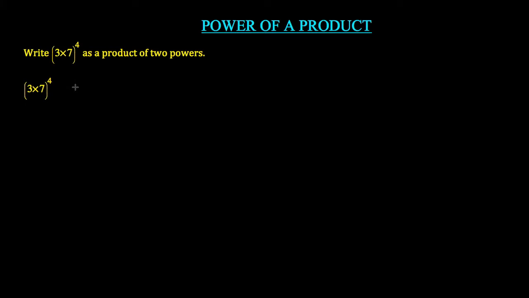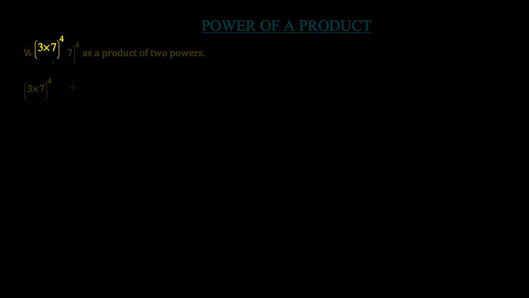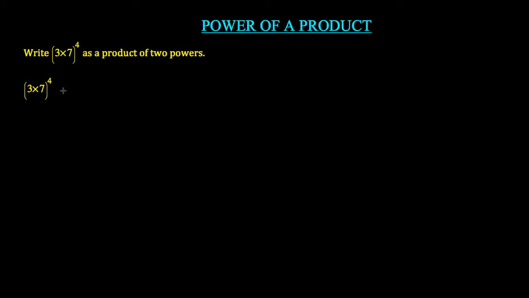This math talk builds on our list of exponent rules or power rules that we've discussed so far, and this one is called the power of a product. We begin with the question: write 3 times 7 in brackets to the exponent 4 as a product of two powers. To do this, I'm going to go back to our technique of writing in expanded form. I'm treating this 3 times 7 as the base, and this 4 as the exponent.